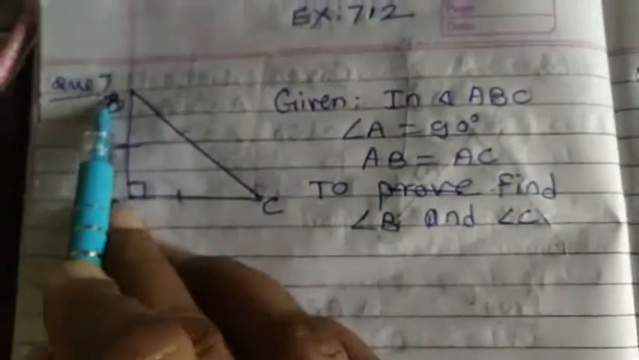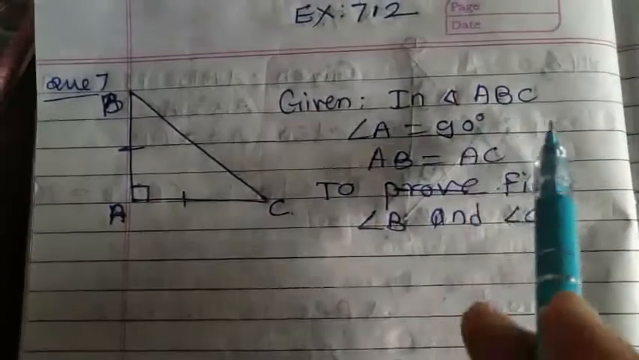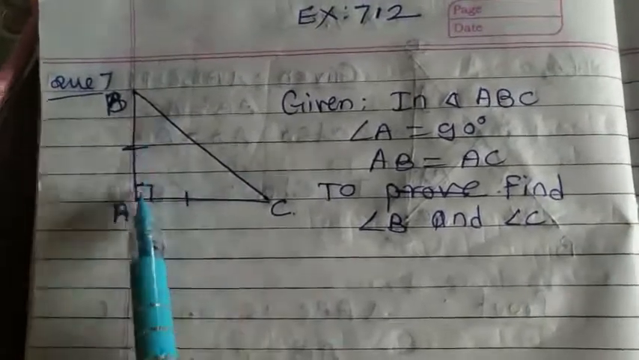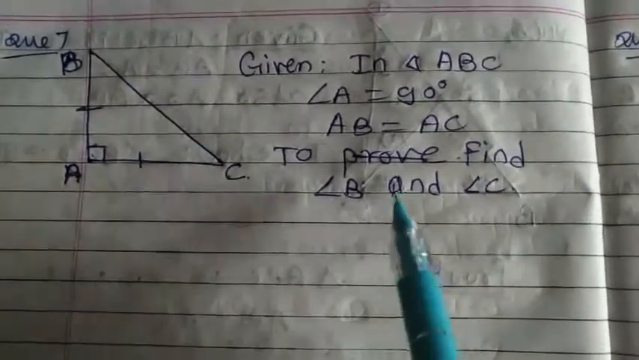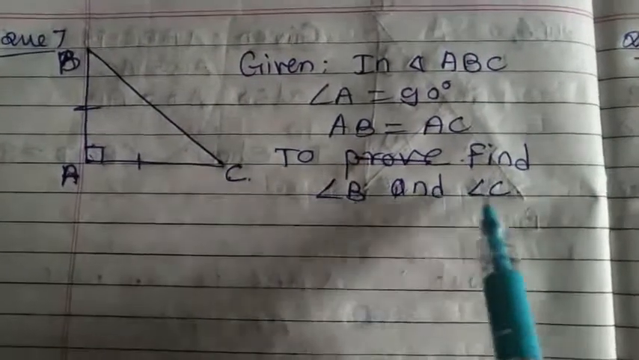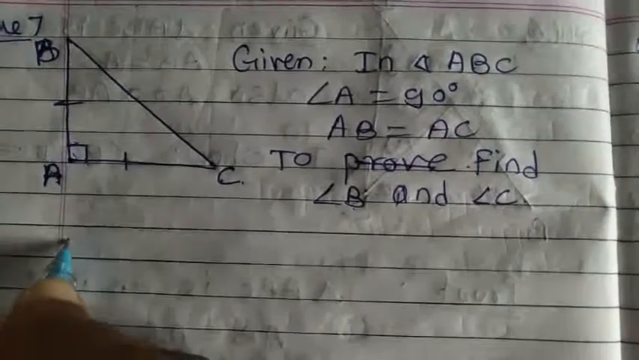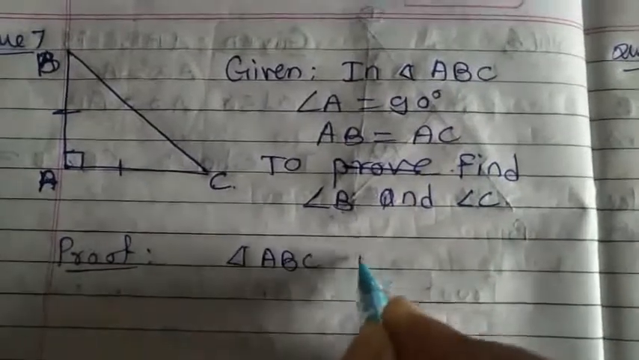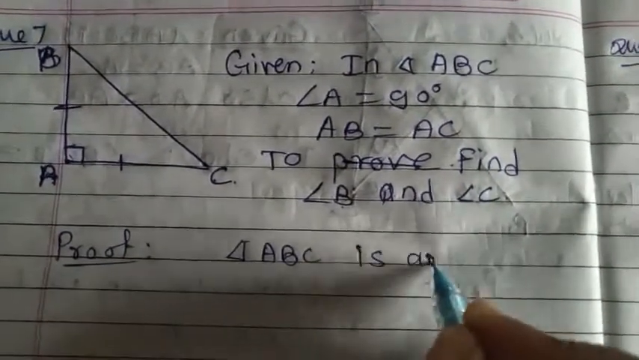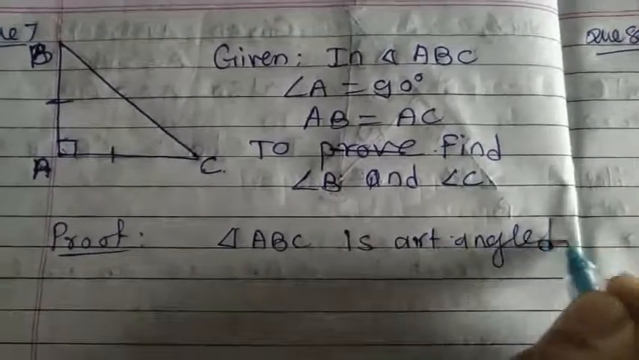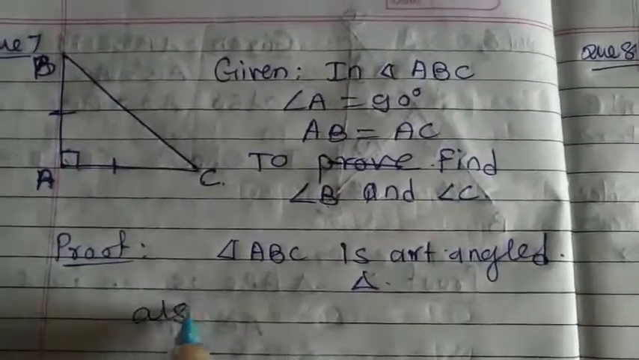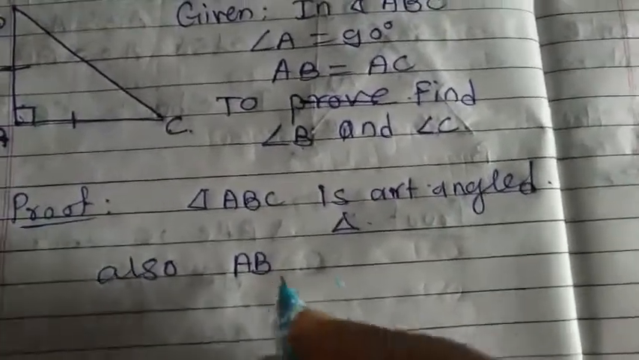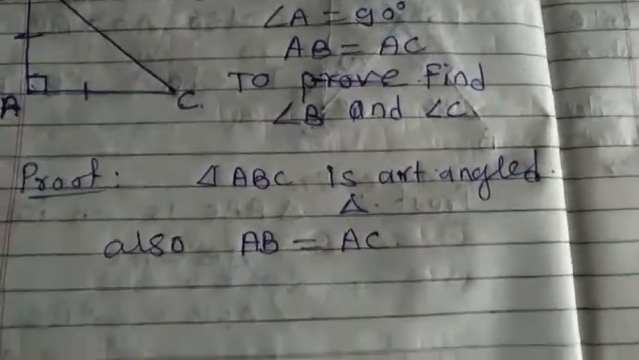Now question number 7. Triangle ABC is a right angle triangle at angle A, meaning angle A is equals to 90 degrees. AB and AC, these two sides are equal, and you have to find the measure of angle B and angle C. It is a very simple question. Triangle ABC is a right angle triangle. Also, which two sides are equal here? AB is equals to AC. Both the sides are equal.